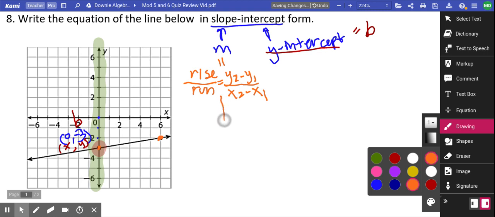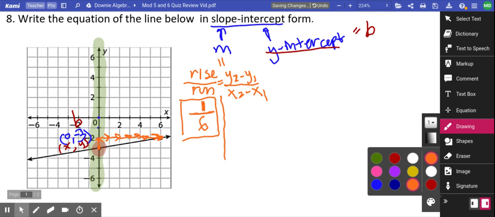I'm going to use my rise over run first. If I rise from one point to the other, I'm going to go from left to right. I'm rising up 1 unit. I rise up 1 unit. And then I run to the right. 1, 2, 3, 4, 5, 6 units to the right. So I rise up 1 and I run 1, 2, 3, 4, 5, 6 to the right. So my slope should be a positive 1/6.